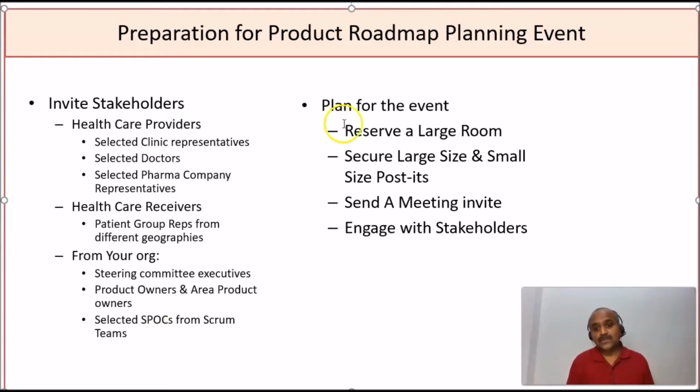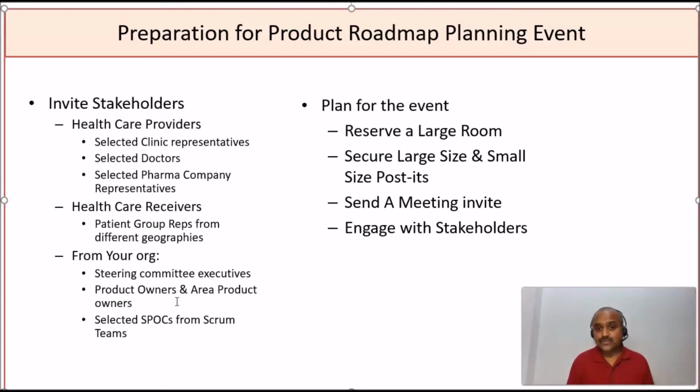Okay, now we'll plan for the event. That means we'll reserve a large room for a product roadmap planning event. We will secure large size and small size post-its. We'll send a meeting invite and we'll engage with stakeholders to make sure that all the stakeholders come to the event. Remember, my friends, the absence of certain critical stakeholders will impact our product roadmap planning event.